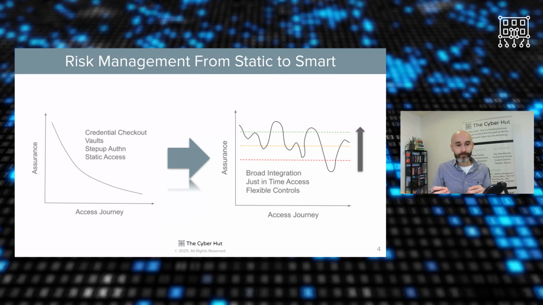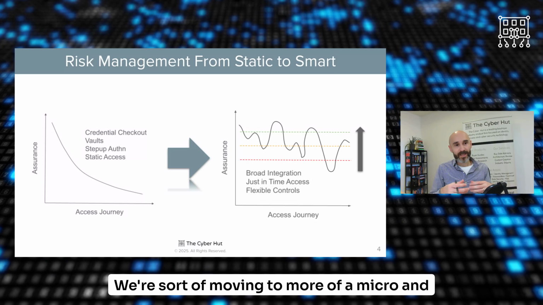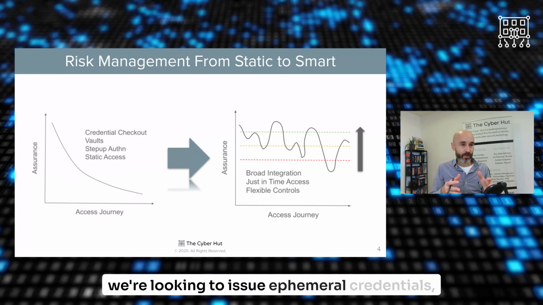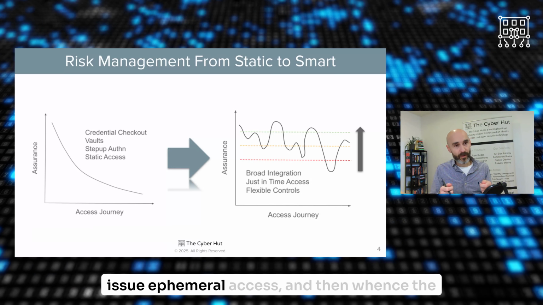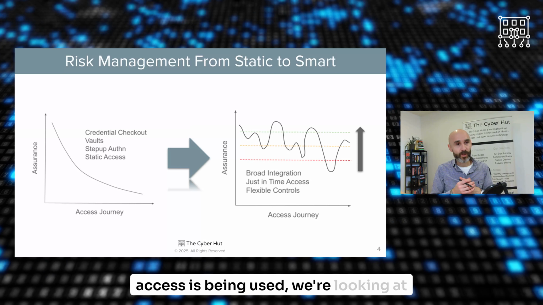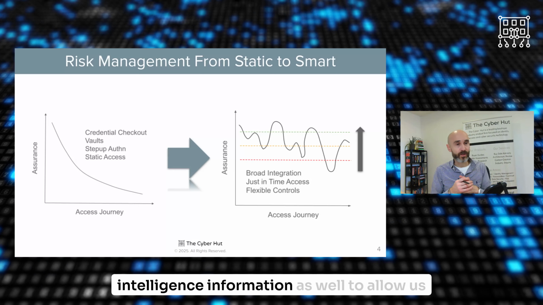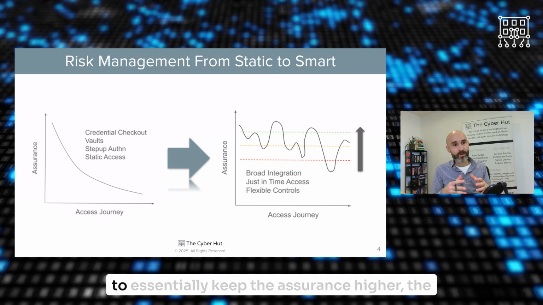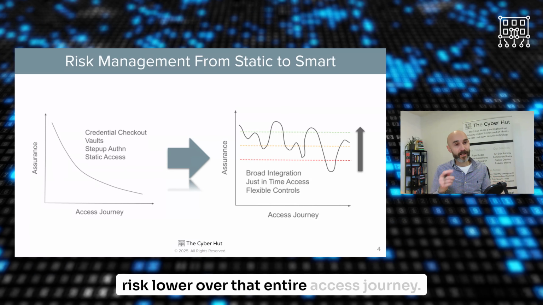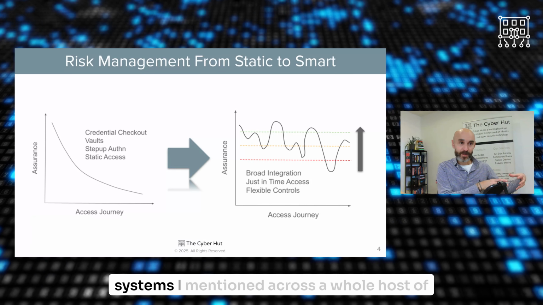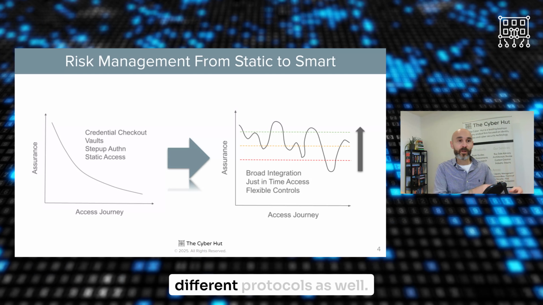Whereas obviously we're moving to more of a micro and nano event driven privileged world here, where we're looking to issue ephemeral credentials, issue ephemeral access, and then once the access is being used, we're looking at monitoring, we're looking at behavior, we're looking at perhaps even pulling in threat intelligence information as well to allow us to essentially keep the assurance higher, the risk lower over that entire access journey. And of course, we need to be doing this for all of those different systems I mentioned across a whole host of different protocols as well.